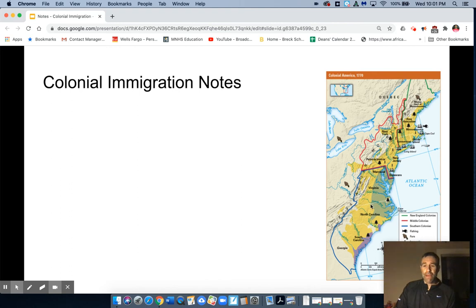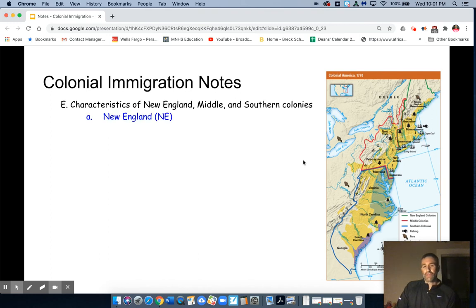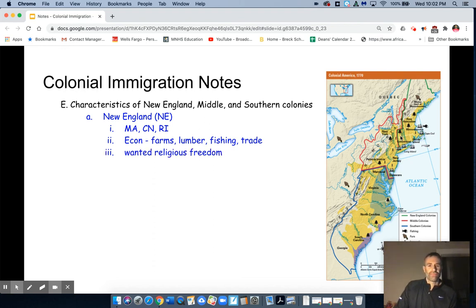All right, this is a map of the first 13 colonies. And we are now on letter E, characteristics of New England, middle, and southern colonies. I'm going to use the map to point things out here. So New England, or NE, is up here. And it includes Massachusetts, Connecticut, and Rhode Island. Some of its industries or economy was small farms. That's the yellow, the grain farms. And then you have lumber, the trees, fishing, the whale right here, and then trade is the ships. And these people came because mainly they wanted religious freedom.